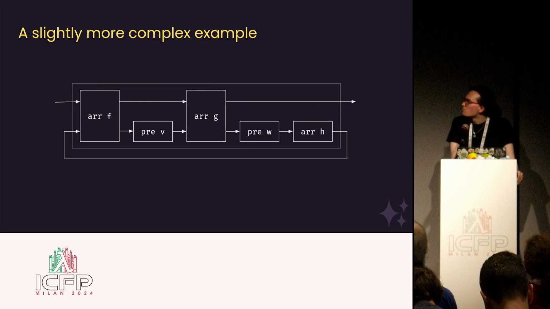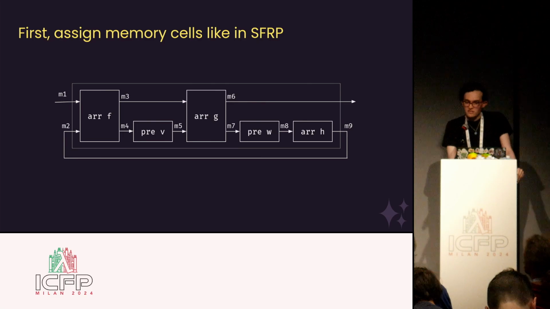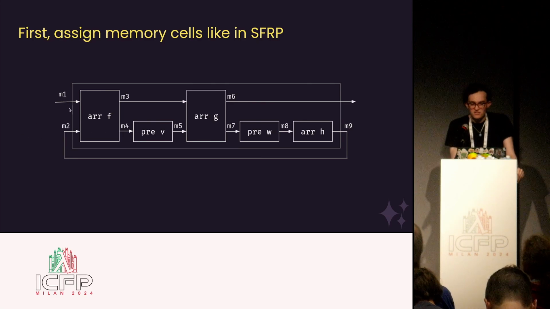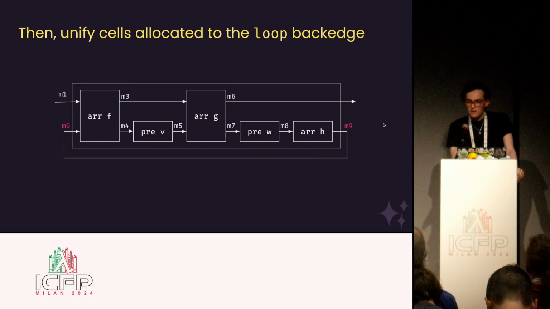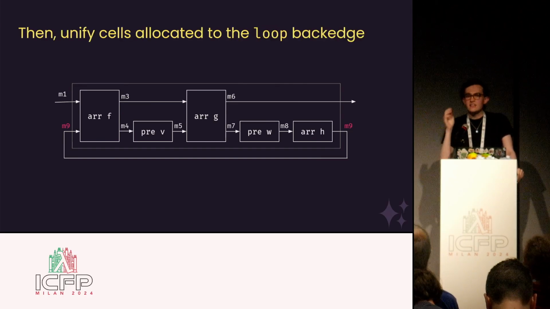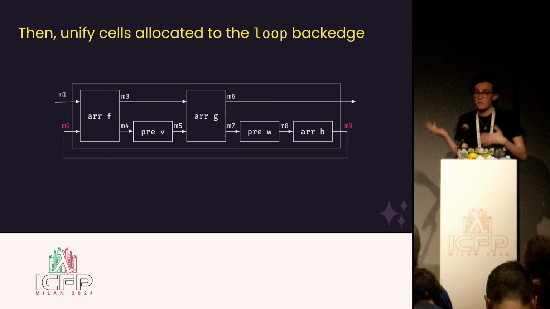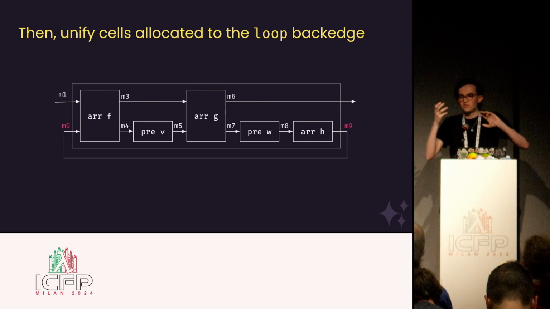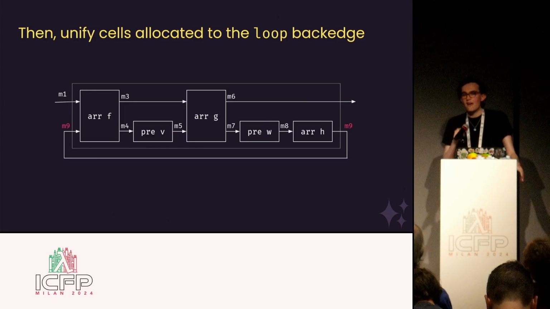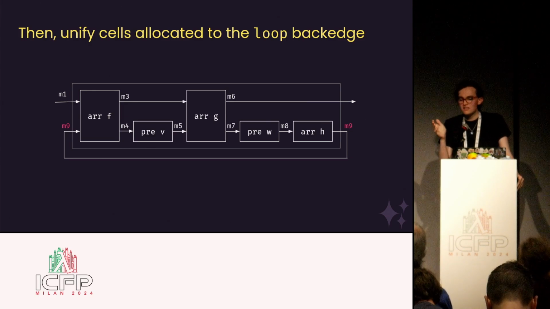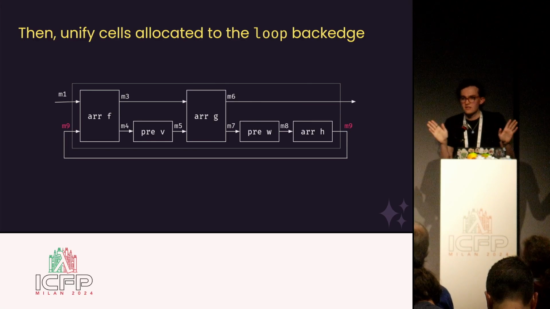For this part, we're going to look at a slightly more complex example, just because it means we can look at more memory cells, and it's just a bit more helpful. First, we assign the memory cells like we did before. We started with M1, we built this M2, we went across allocating outputs. Lo and behold, we're there. Then we unify cells allocated to the loop back edge. In this case, it's pretty easy. We're just performing a global substitution of M9 in place of M2. When you get ArrowLoop, when you get these bendy arrows involved, the substitution becomes a bit more complicated, but we don't need to worry about that. It's just a global substitution.